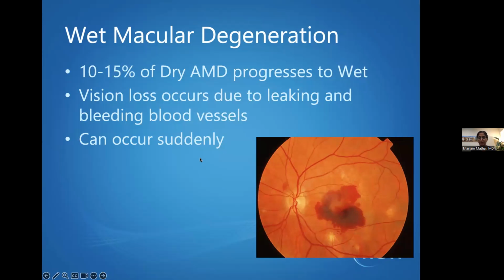About 10 to 15% of patients with the dry type of macular degeneration over their lifetime will progress to the wet type of macular degeneration. And this can happen slowly with early distortion, or it can be sudden and cause a very large bleed. And it's very hard to know who would fall into which category.